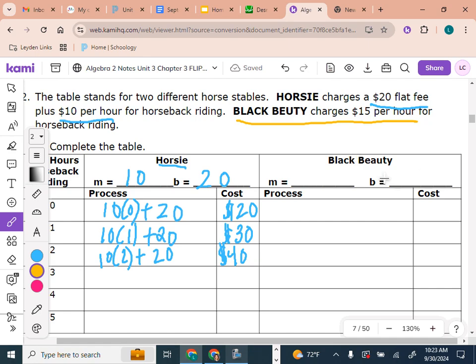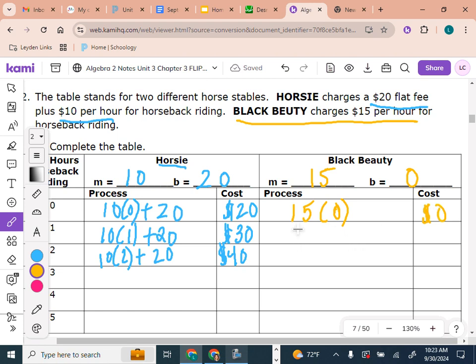Okay, so this case, it's just a slope. There's no flat fee, right? So if I go to Black Beauty and I just want to come in and look at the horses and I decide I'm not going to ride, I don't have to pay any money. It's $0 because I'm only charged per hour that I ride.